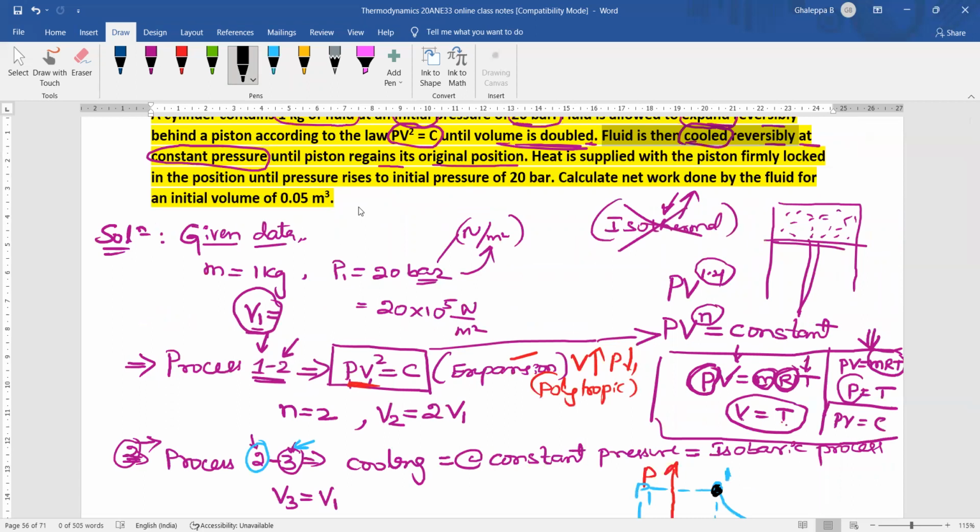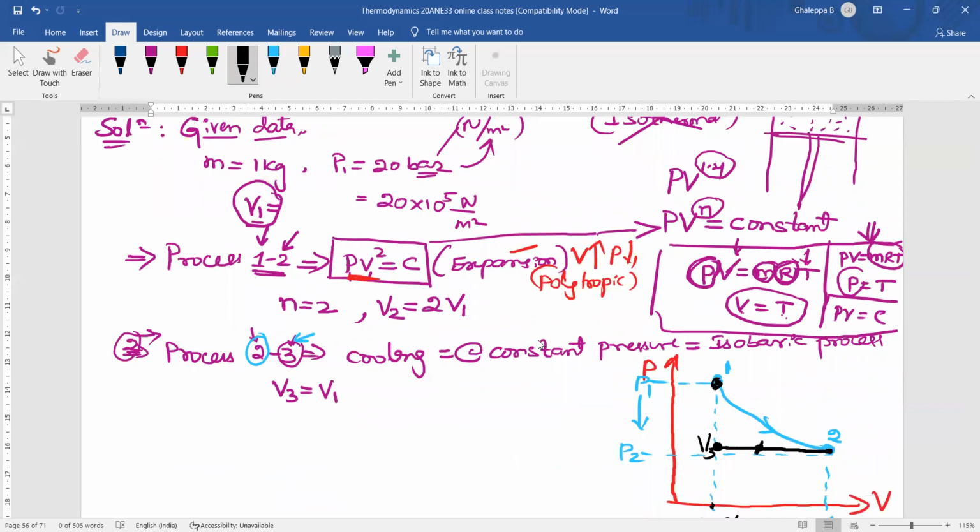Heat is supplied with the piston locked in position. What does it mean? From this point, they are supplying heat. Heating process is going on. One more process, the heating process. When you supply heat, pressure increases. So I have to go upward, not downward. For example, in a pressure cooker, when you supply heat, the pressure inside the pressure cooker increases. So I have to go upward.